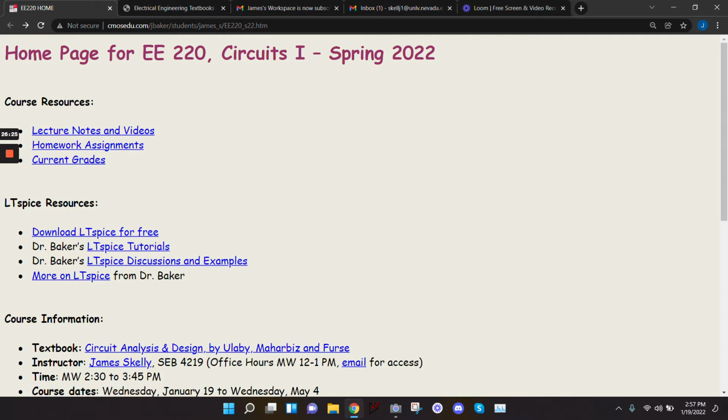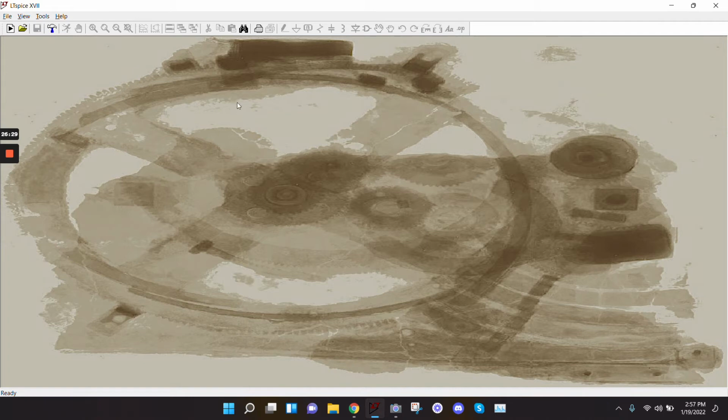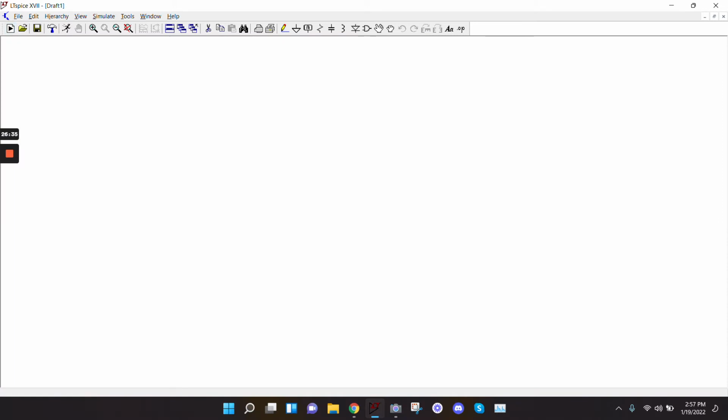Let's open up LTspice so I can show you guys what it looks like. LTspice is this software right here. When it defaults, this is something I want to cover. When you turn in your homework, I'm going to have you turn in LTspice plots. That'll be a little bit later in the semester. You'll have to turn in plots, like waveforms.